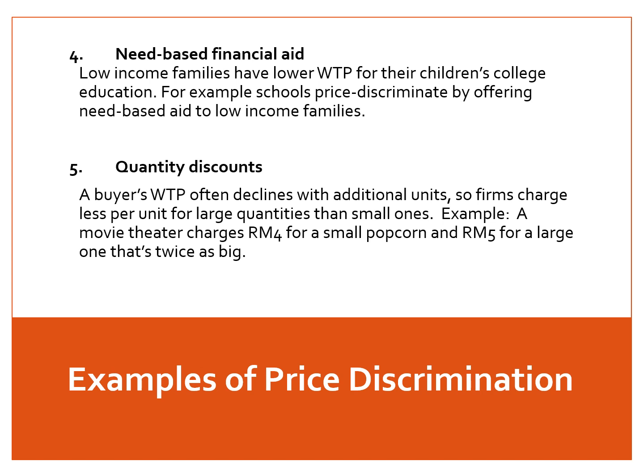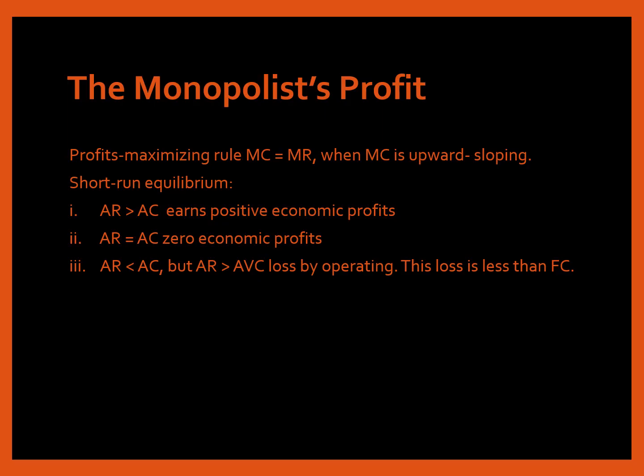Okay, another example of price discrimination that occurs under the monopoly market structure. And then this is about the monopolist's profit. Whether you are in perfect competition, monopoly or whatever, there are 3 types of profit that will exist. Okay, one is positive economic profit. So the profit maximization rule you must remember, we keep repeating it, I hope you remember. The profit maximization rule is MC equals MR, when the MC is upward sloping.